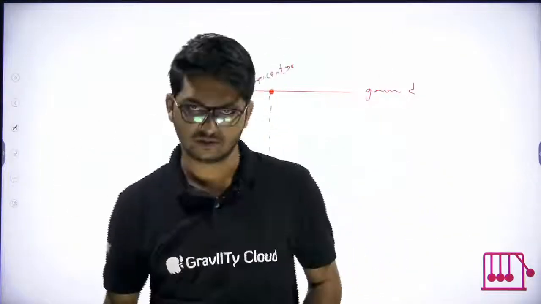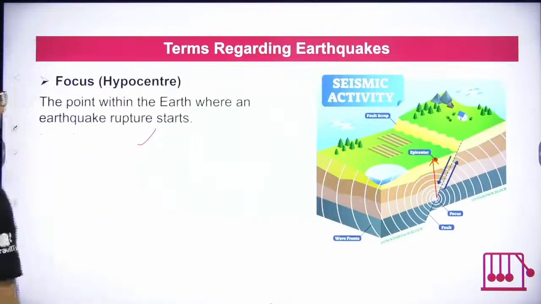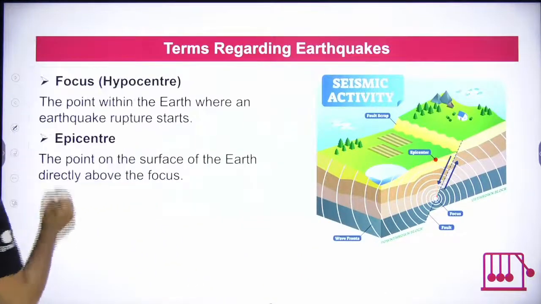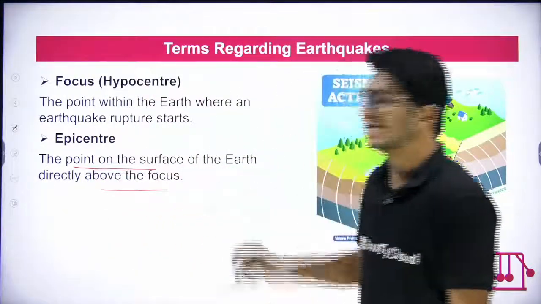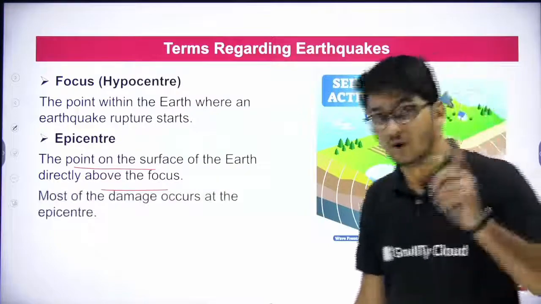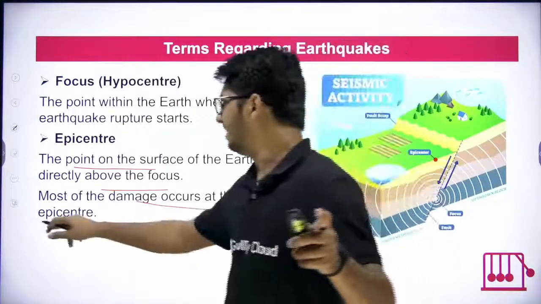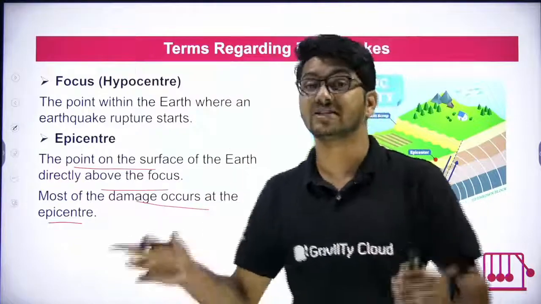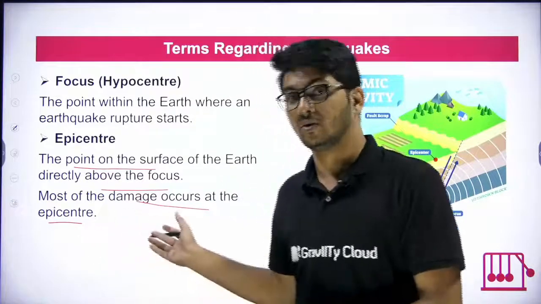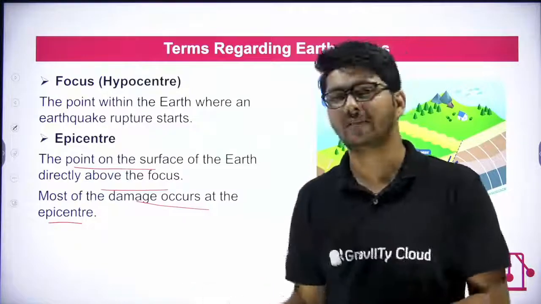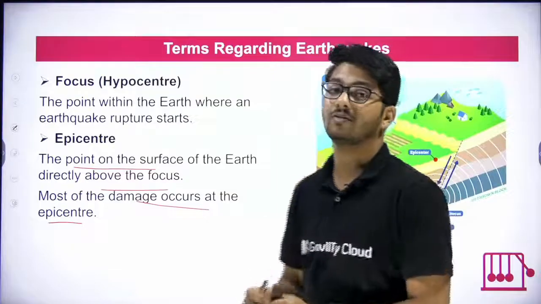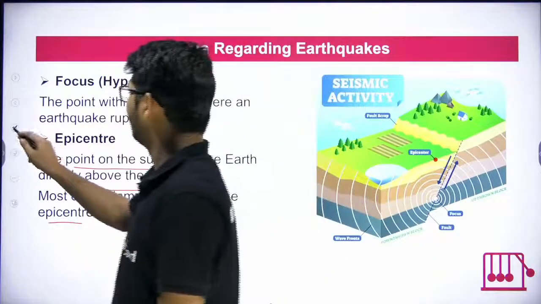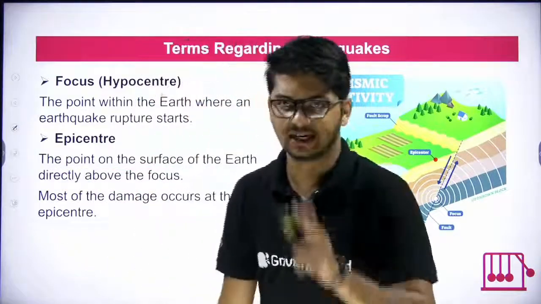We take it as a region. The point on the surface of the earth directly above the focus is the epicenter. Most of the damage occurs at the epicenter because that is the place where the earthquake will be most powerful. Good. So focus and epicenter, two important points, understood.